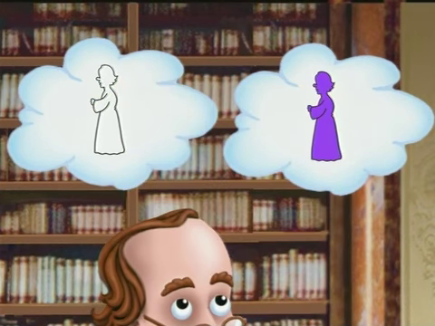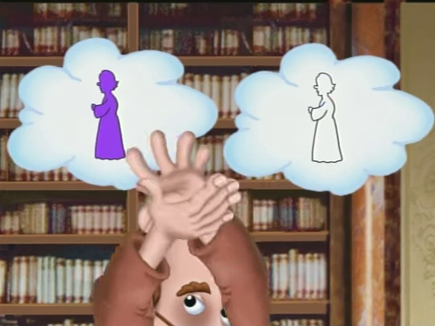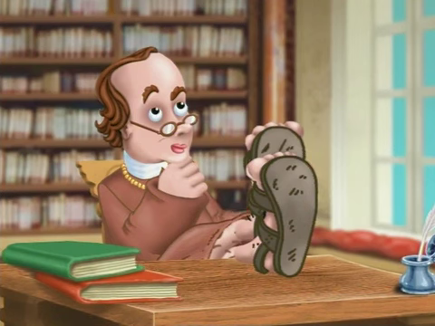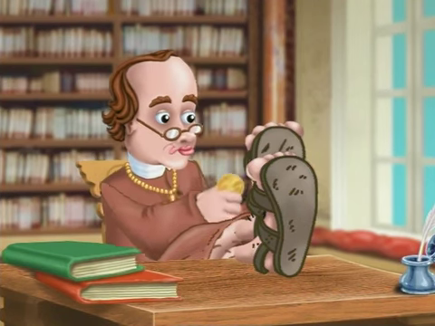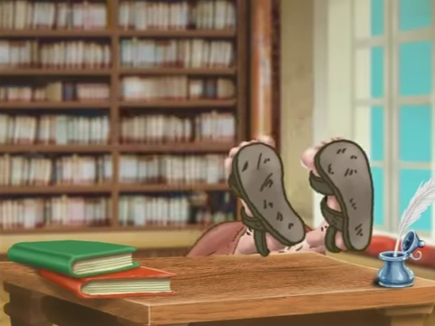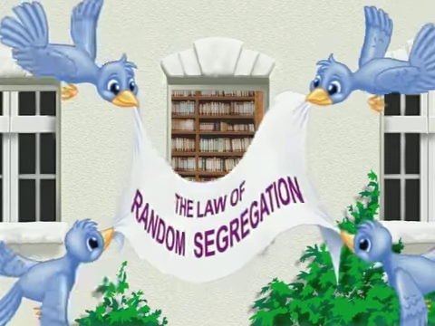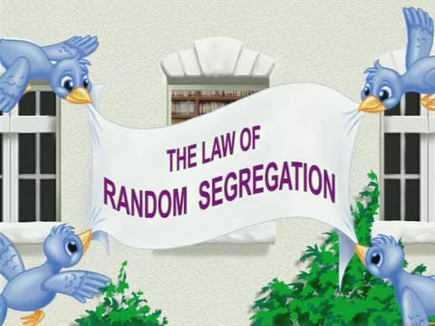He also imagined that the direction of segregation is totally random. It can just as easily happen the other way around. So for any particular germ cell, which one of the gene pair it receives is totally up to chance, like the flip of a coin. This became Mendel's first law of genetics, the law of random segregation.